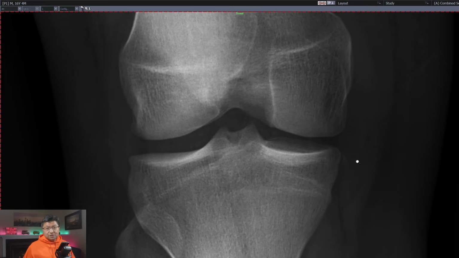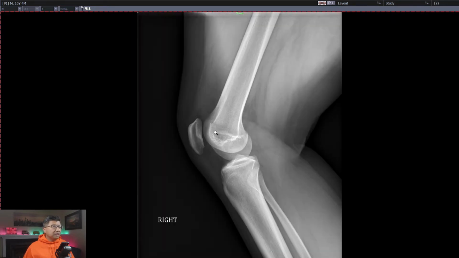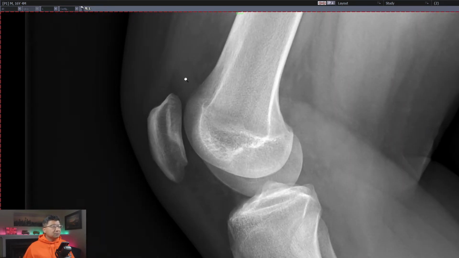Now, a reverse Segond sign is associated with other internal injuries such as a posterior cruciate ligament tear, a posteromedial corner injury, and also an injury to the medial meniscus, which is part of the posteromedial corner injury. So let's see what we can find on the MRI on this case. The lateral view was not really contributory. I'll share it with you anyway, except for some joint effusion, I don't really see very much on the lateral view.